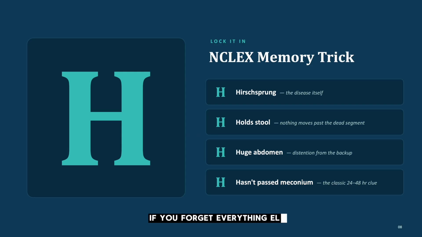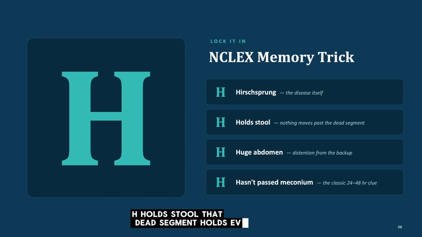If you forget everything else, keep the 4 H's. This is your emergency recall for test day. H for Hirschsprung. The name itself starts with H. The whole trick is self-cueing. H holds stool. That dead segment holds everything back.